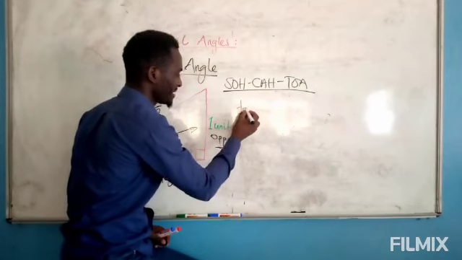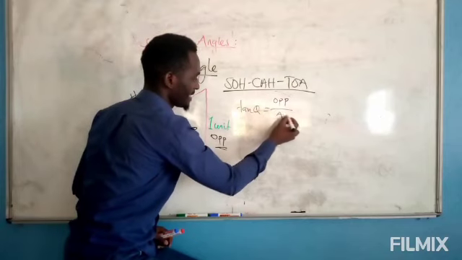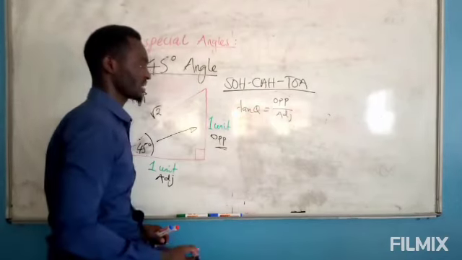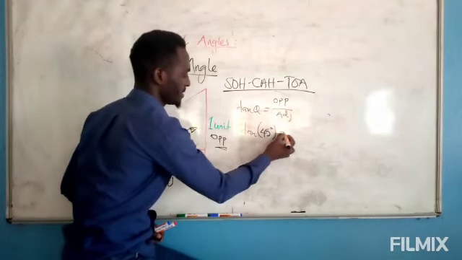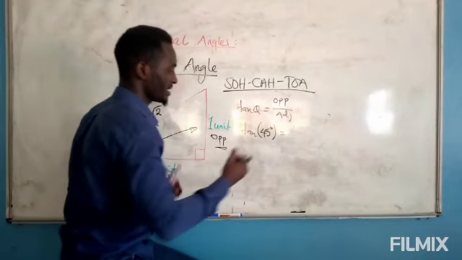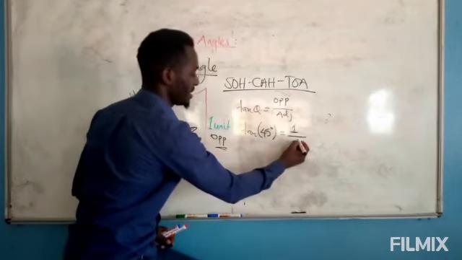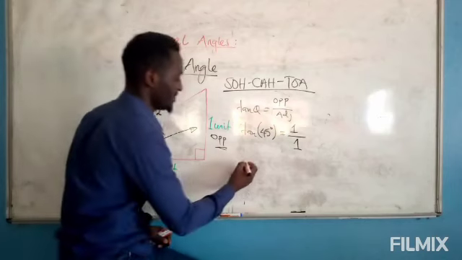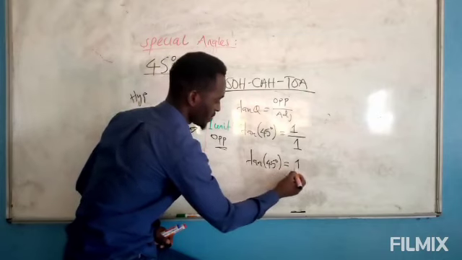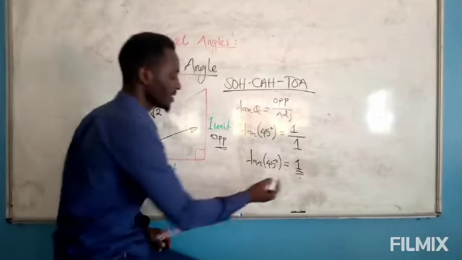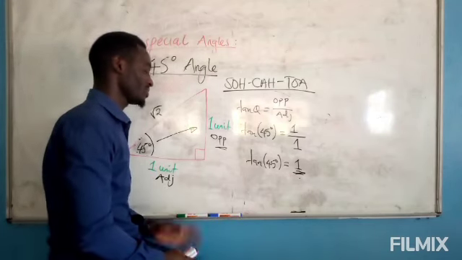Okay, so tan theta is equal to opposite over adjacent, right? Getting from SOHCAHTOA. So I'm going to say tan, my theta is still 45 degrees, is equal to, now opposite is what? 1, over the adjacent, which is also 1. So meaning that tan 45 degrees is equal to 1. Okay. Which means that tan 45 degrees is equivalent to 1.